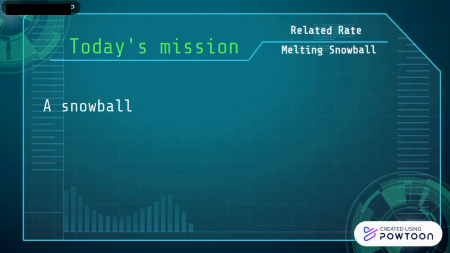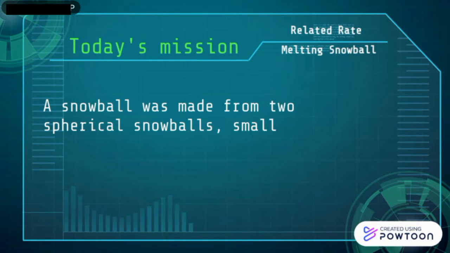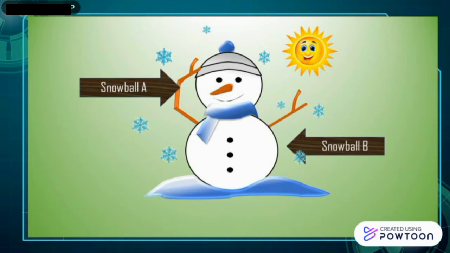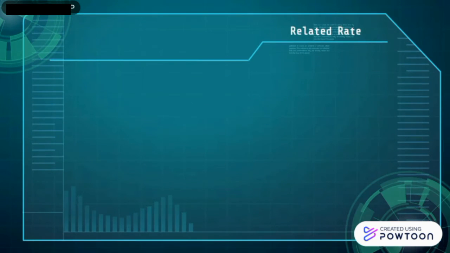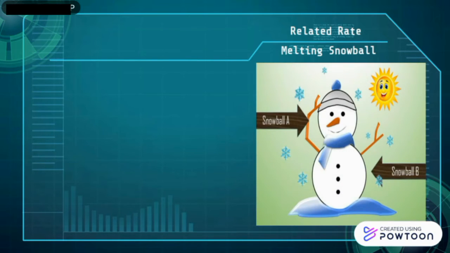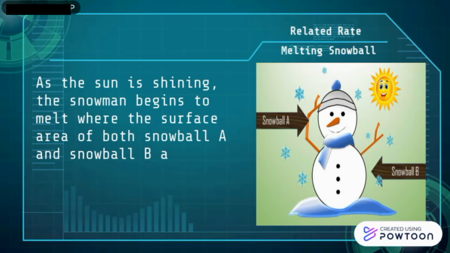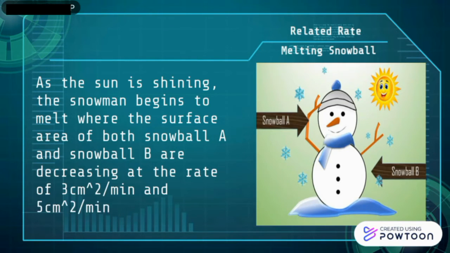A snowman was made from two spherical snowballs. Smaller snowball A is on top of the bigger snowball B. As the sun is shining, the snowman begins to melt, where the surface areas of both snowball A and snowball B are decreasing at the rate of 3 cm² per minute and 5 cm² per minute respectively.